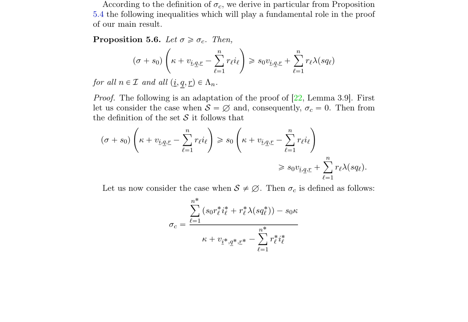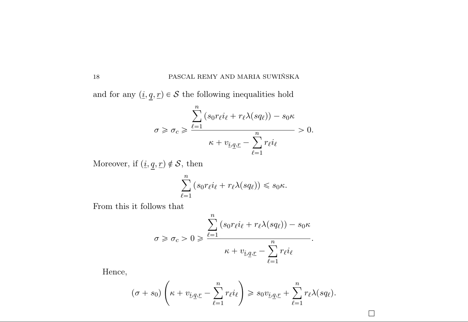proposition 5.6 involves adapting the proof of 22, lemma 3.9, and considering two cases: when S equals the empty set and when S does not. In the first case, sigma_c equals 0, and the inequalities follow directly from the definition of the set S. In the second case, sigma_c is defined as a non-negative real number, and the inequalities are derived using this definition.